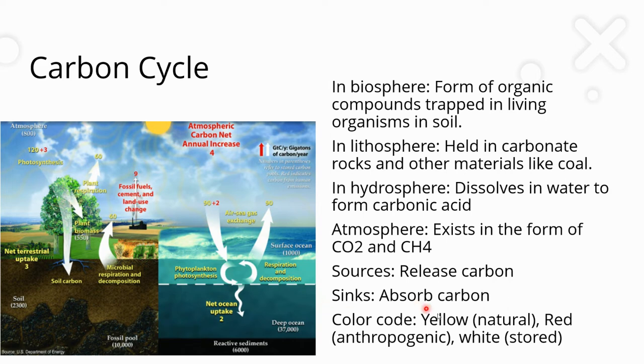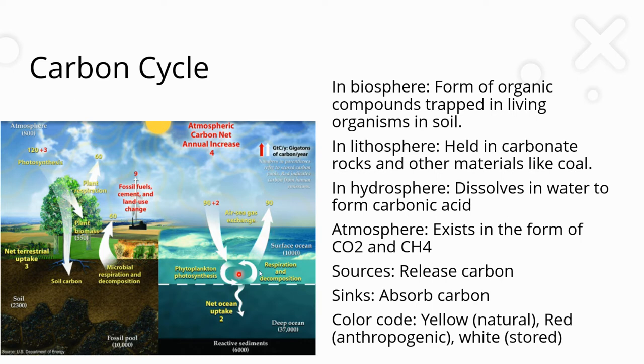But the red one you can see is anthropogenic. The red means fossil fuel, cement, and land use change. So by humans, we are adding 9 petagrams of carbon to the atmosphere. I'm going to talk about that again. If you understand this diagram, lots of the questions will be easy for you to answer.